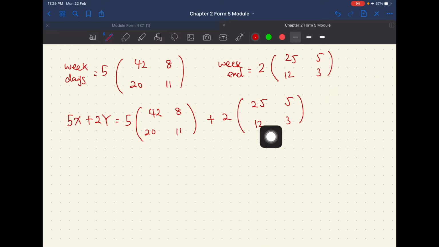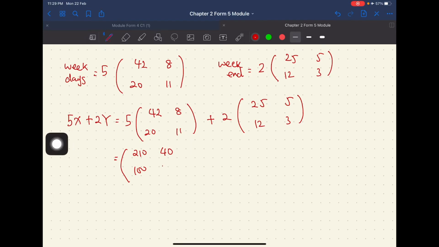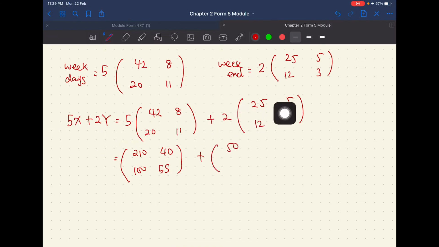So you have scalar multiplication on both sides, and then you have plus. We solve the first part. 5 times 42 is 210. 5 times 8 is 40. 5 times 20 is 100. 5 times 11 is 55. Plus, and then 2 times 25 is 50. 2 times 5 is 10. 2 times 12 is 24. 2 times 3 is 6.